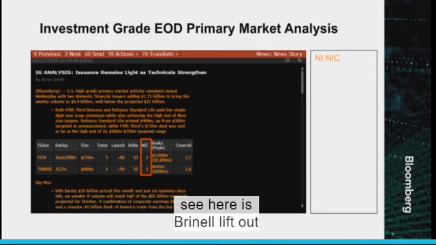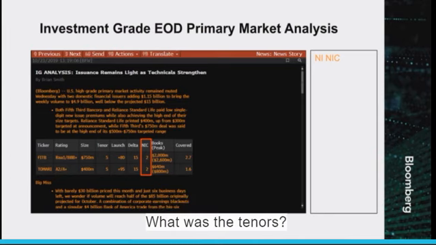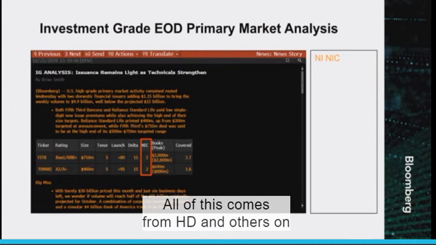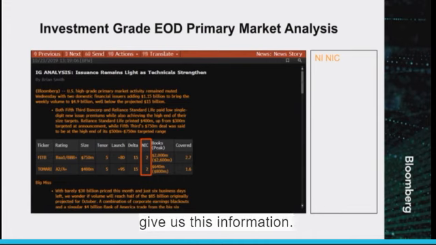And what you'll see here is Brian will list out the deals that came, how big was it, what were the tenors, and importantly, also the demand. All of this comes from his and others on our news team's relationship with syndicate desks who give us this information. But this column, NIC, what does that mean?